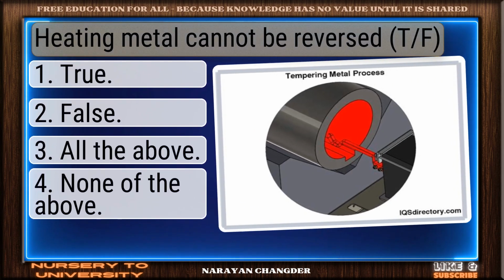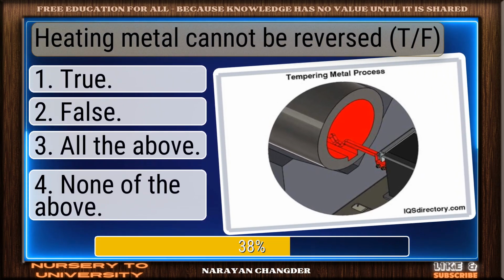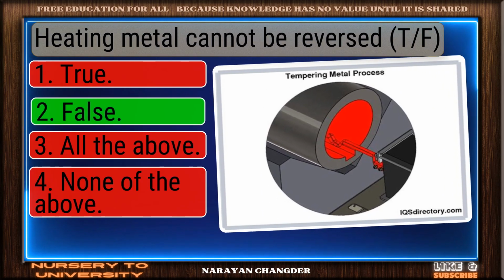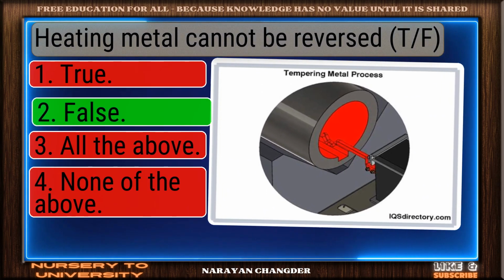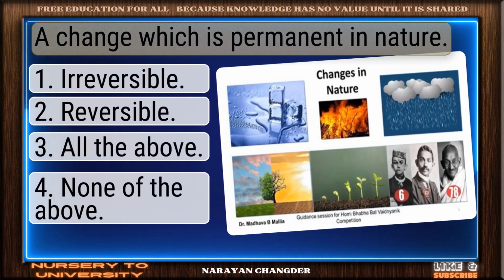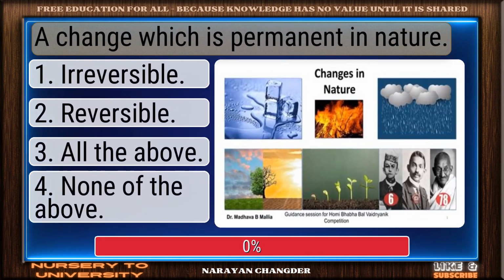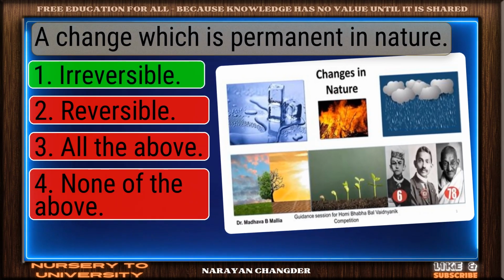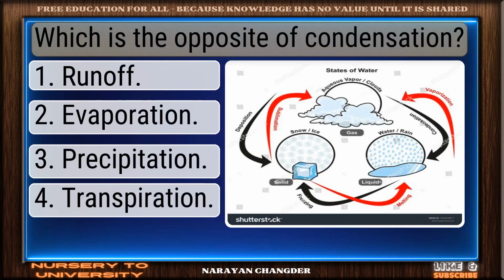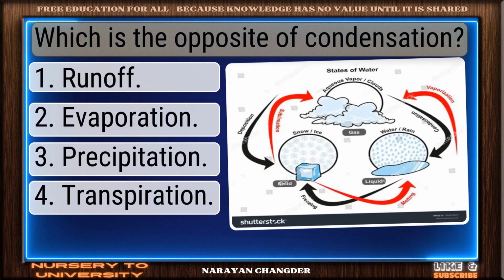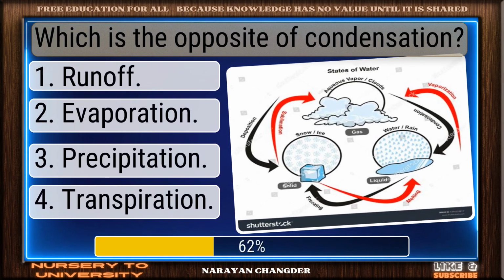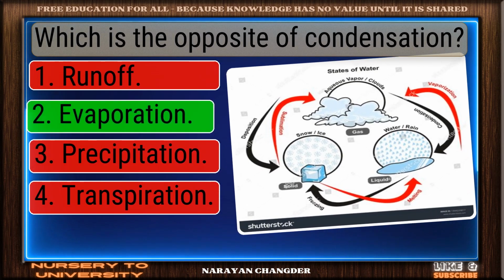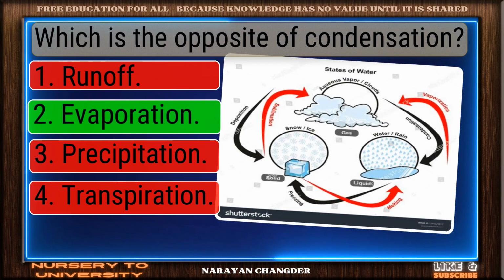Heating metal cannot be reversed. Correct. False is the right answer. A change which is permanent in nature. Solid response. Irreversible is a valid choice. Which is the opposite of condensation? Smart move. Evaporation is an accurate answer.